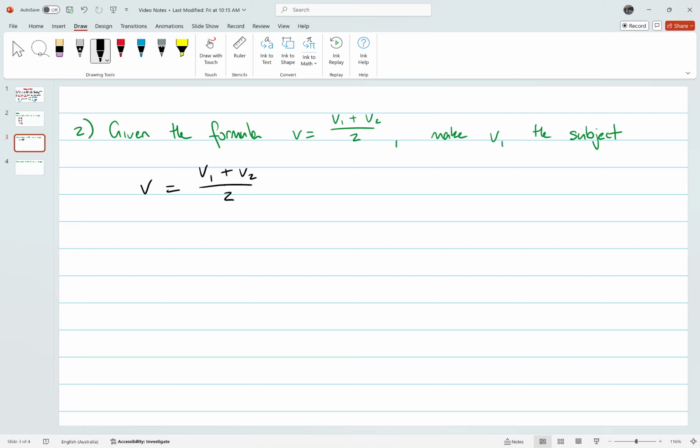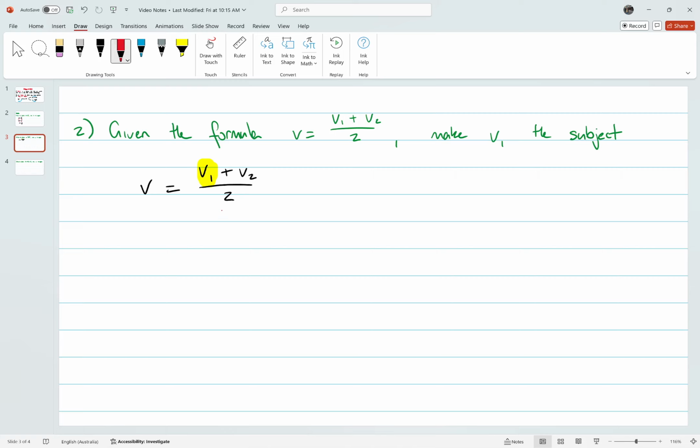And as I mentioned in the previous example, I'm trying to get this V1 by itself. To do that, I want to take away the 2 and the V2 one at a time. The best way to do that, as we saw when we were solving equations, is to get rid of the thing that's furthest away from it first. So let's get rid of the 2.